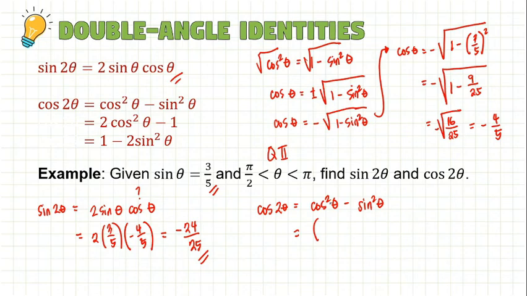So since it is cosine squared, you have negative 4 over 5 quantity squared minus sine squared theta, which will be 3 over 5 squared. So from that, we will have 16 over 25 minus 9 over 25. And that is equal to 7 over 25. So that is our final answer for cosine 2 theta. Okay, so that's it for double angle identities.